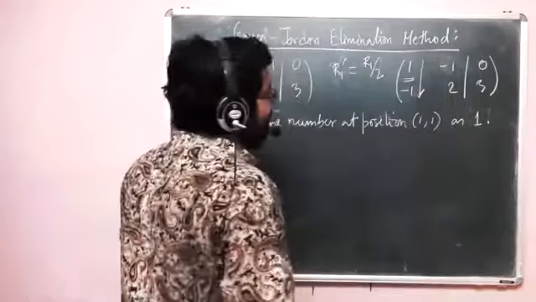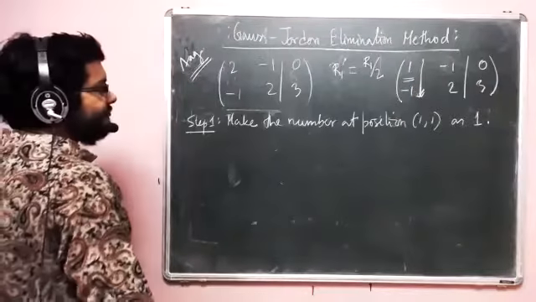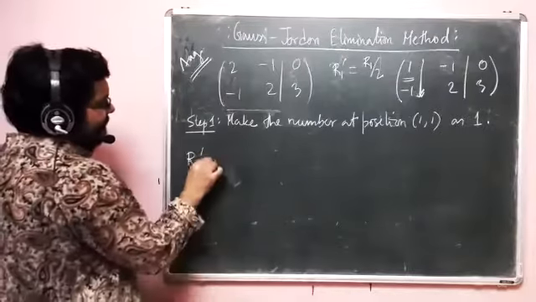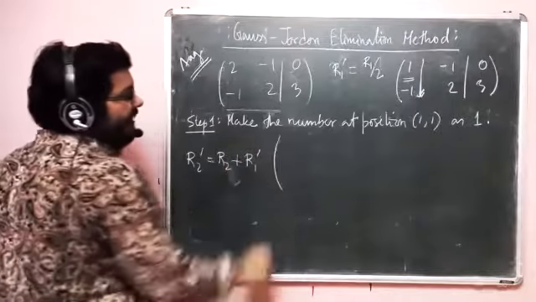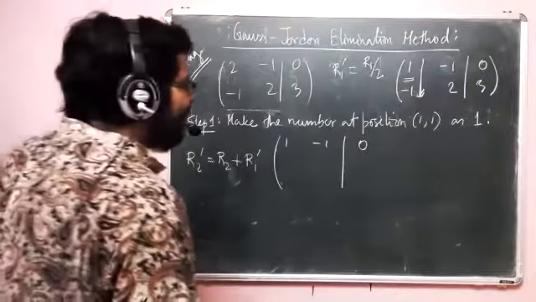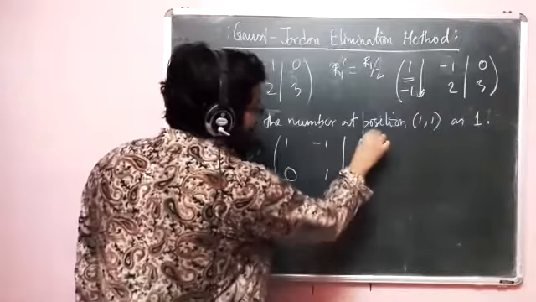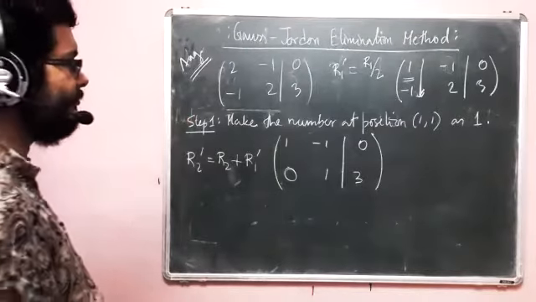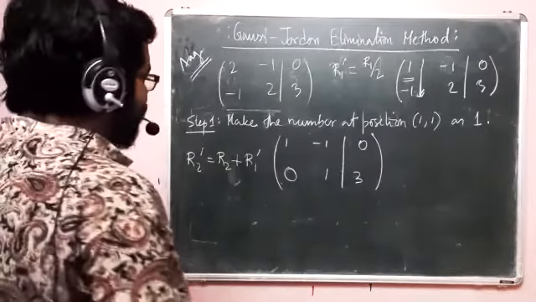So that's how we proceed. We make this one as 1, then we go this way and make this one 0. So how do you do that? Let's write R2 dash is basically R2 plus R1 dash. So what will we have? 1, minus 1, 0, that is intact. And then if I add them, this becomes 0, this becomes 1, and this remains 3.